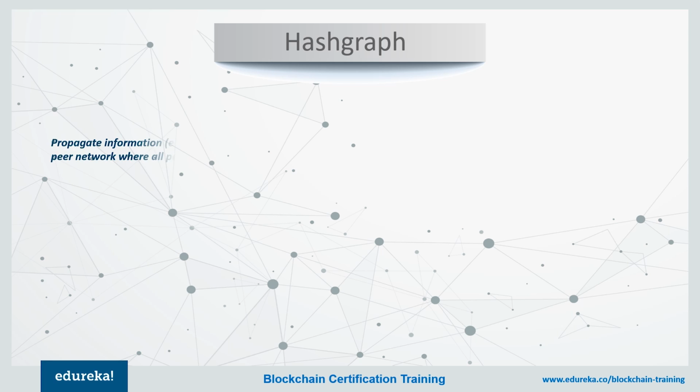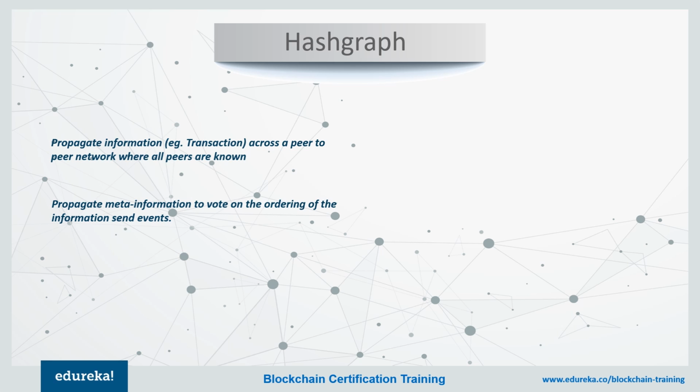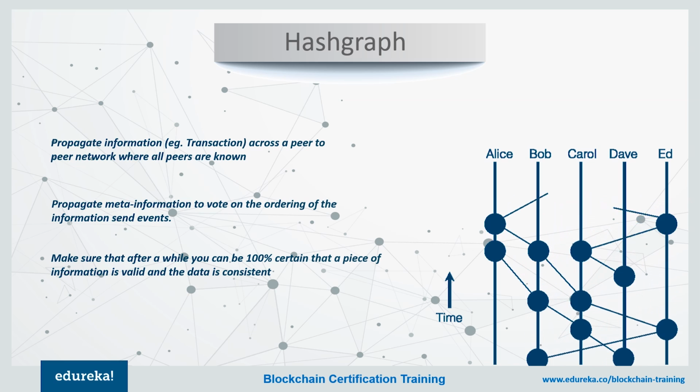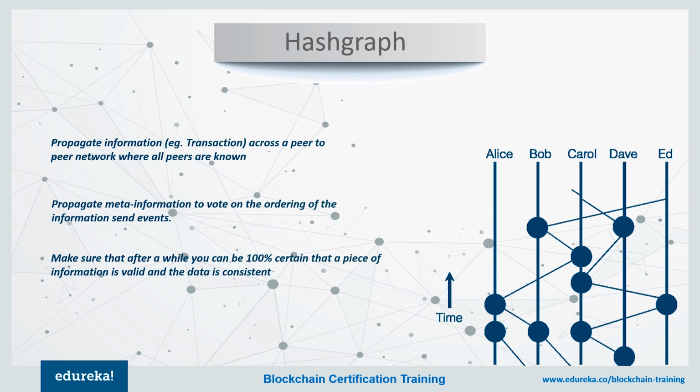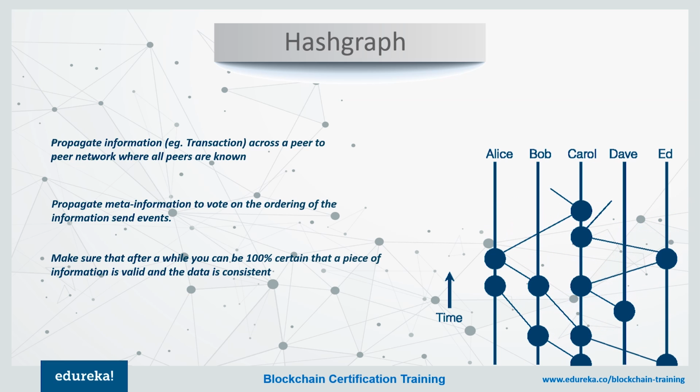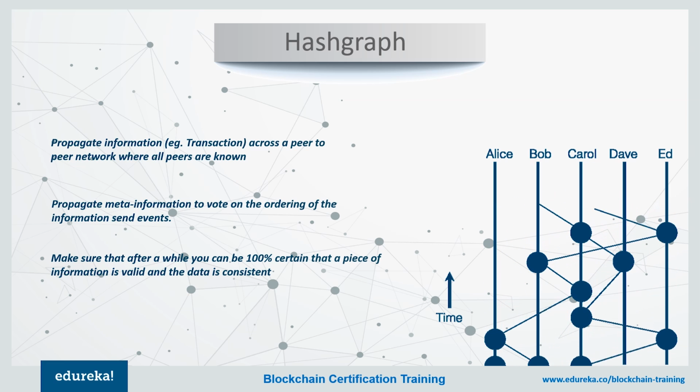Firstly, it propagates information, for example a transaction, across a peer-to-peer network where all peers are known to each other. Secondly, it propagates meta information to vote on the ordering of the information-sending events. Thirdly, it makes sure that after a while, you can be 100% certain that a piece of information is valid and the data is consistent. Now, that's what it does, and it does it very well. It's relatively fast, and it promises total ordering of events, and under the assumption that asynchronous messaging is allowed, it promises strong Byzantine fault tolerance.